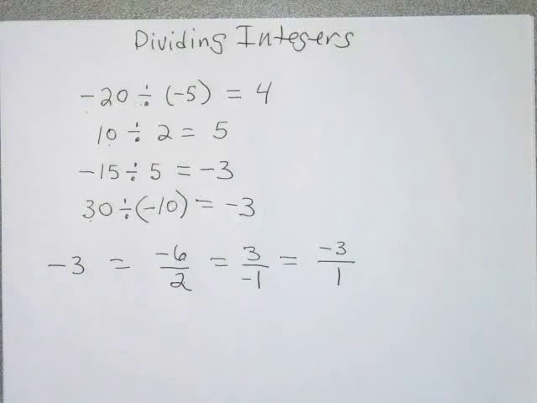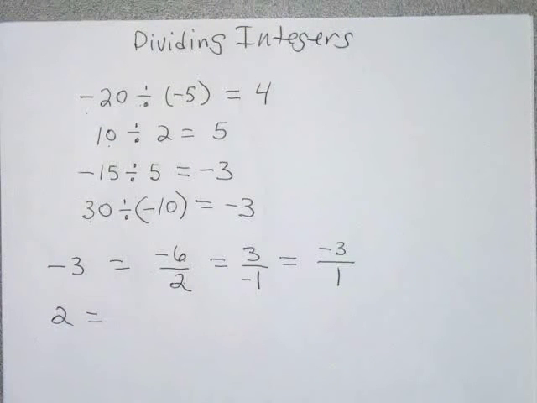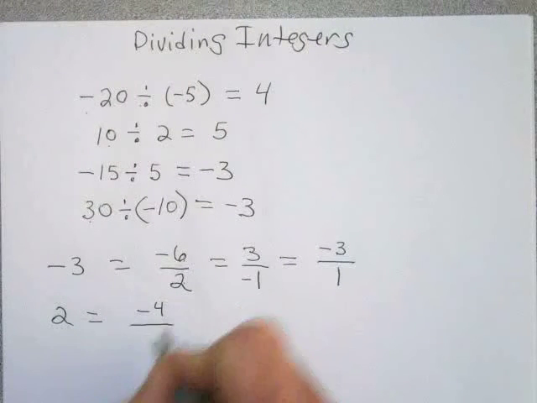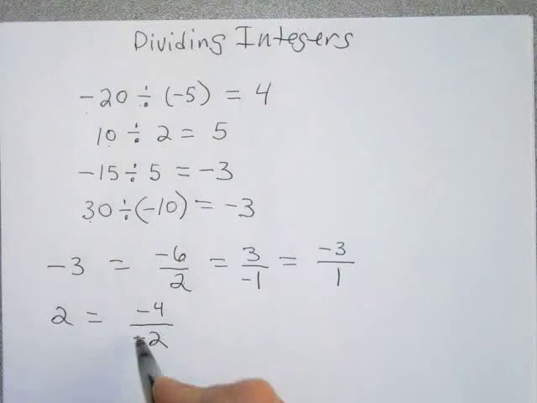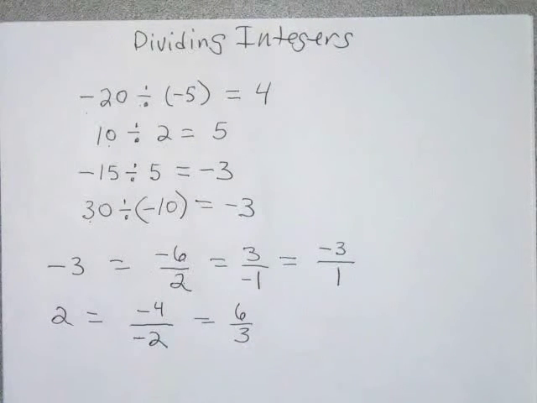Let's try that again with another number. How about if we were trying to do that with 2? We wanted to express 2 as a fraction. Well, we could do that simply by having negative 4 divided by negative 2. The signs are the same. The answer would be positive. Or, how about two positive integers? 6 divided by 3 would also equal 2.